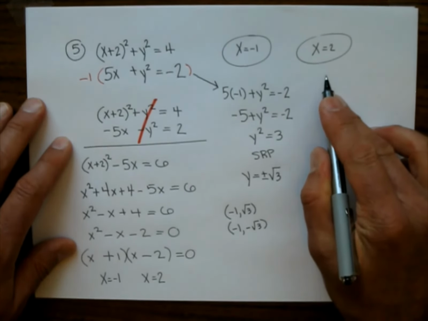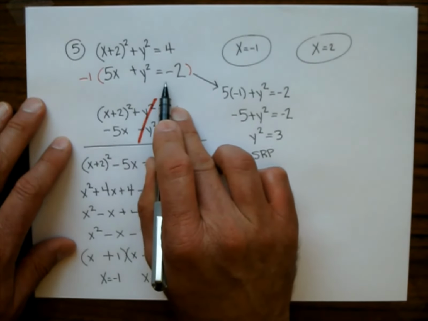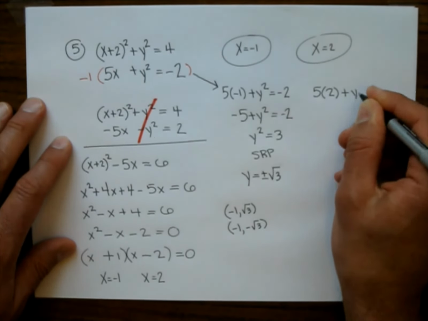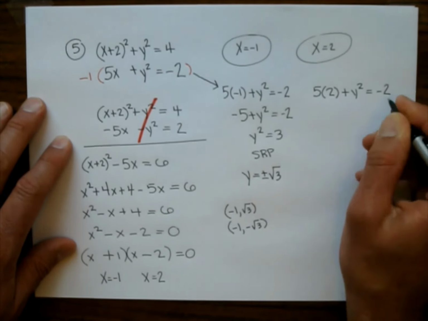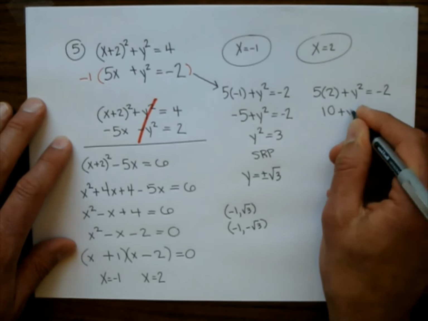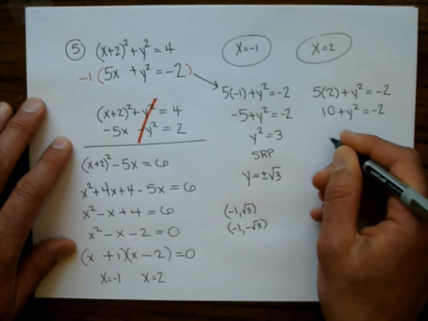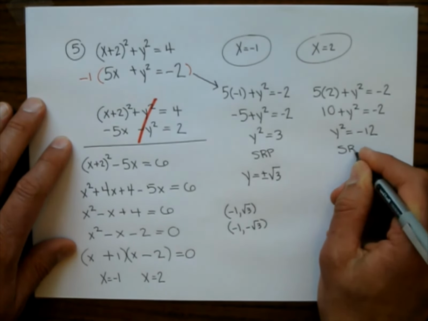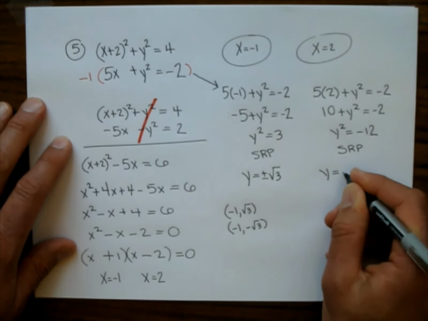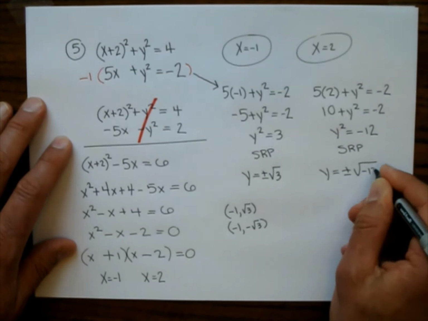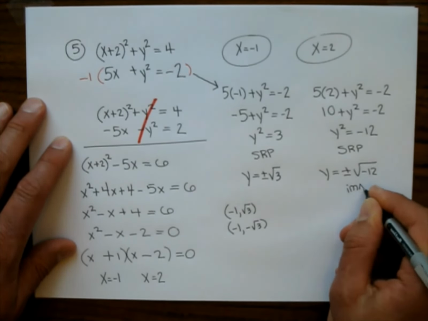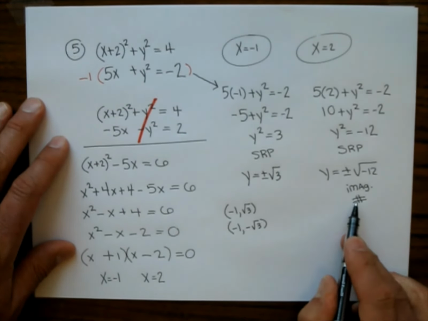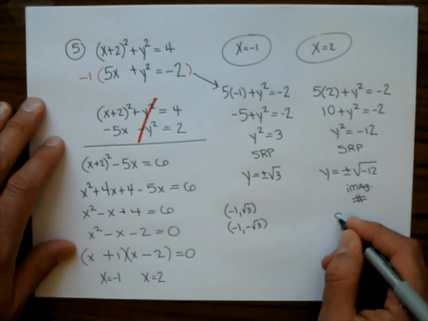Okay, let's go ahead and do x equals 2 in this second equation here. So I have 5 times 2 plus y squared equals -2. 10 plus y squared equals -2. y squared equals -12. The square root property tells me y equals plus or minus the square root of, oh no, look at this, imaginary. There's a time and a place for imaginary numbers, and this is not the time and place because we're trying to find the real solution, so this right here is a dead end.